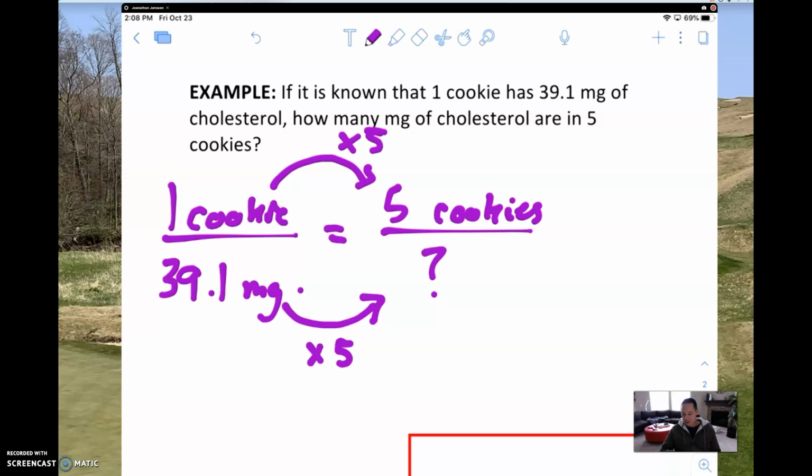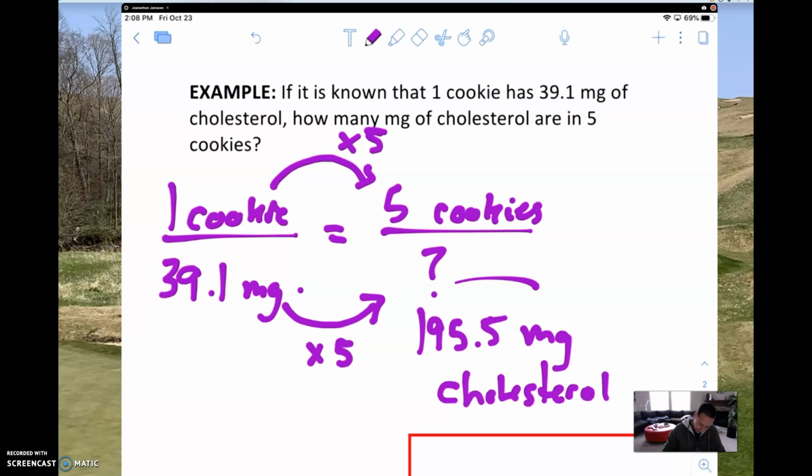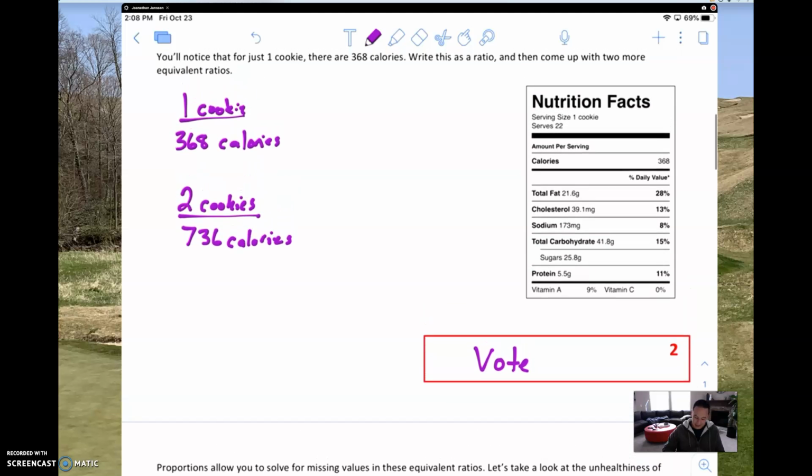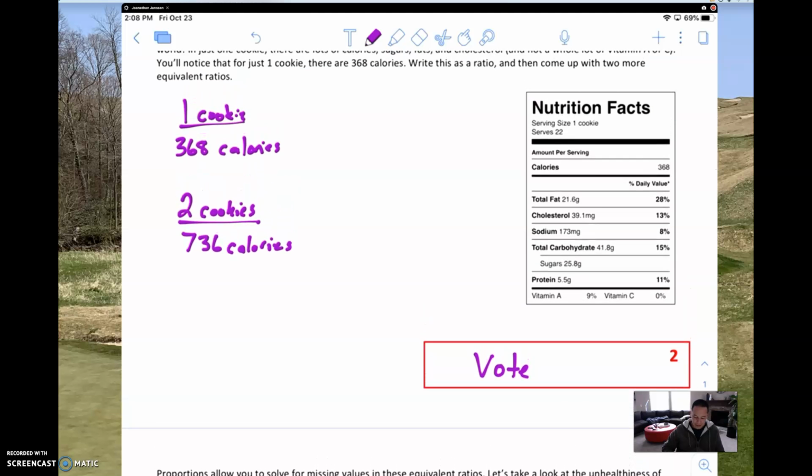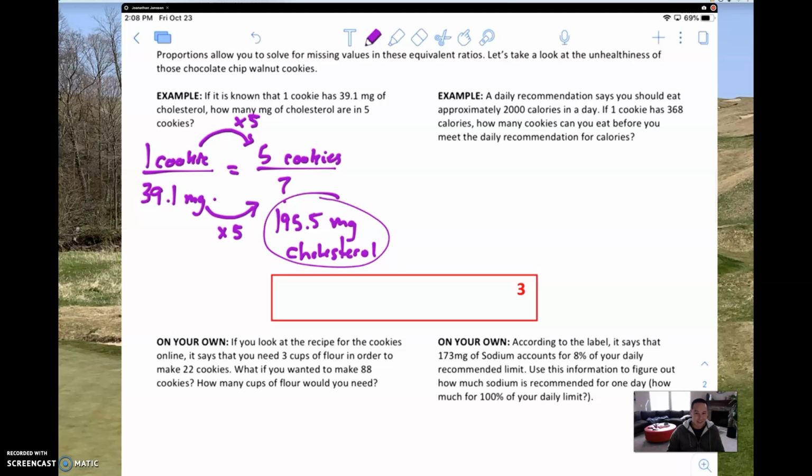Let me go ahead and get my calculator out. Sorry for the delay. We have 39.1 times 5 gives us 195.5 milligrams of cholesterol in 5 cookies. So that gets to be kind of unhealthy. I'm not sure exactly what the daily amount is. It looks like you probably want 300 milligrams a day, so you're already pushing your daily limit with 5 cookies.